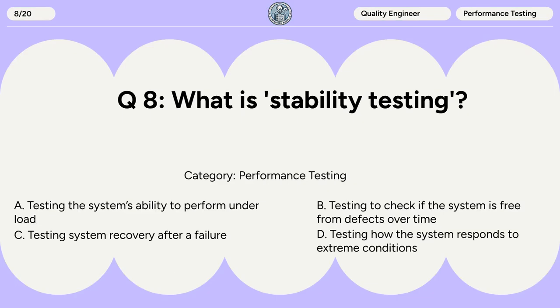Question 8. What is stability testing? A. Testing the system's ability to perform under load. B. Testing to check if the system is free from defects over time. C. Testing system recovery after a failure. D. Testing how the system responds to extreme conditions.